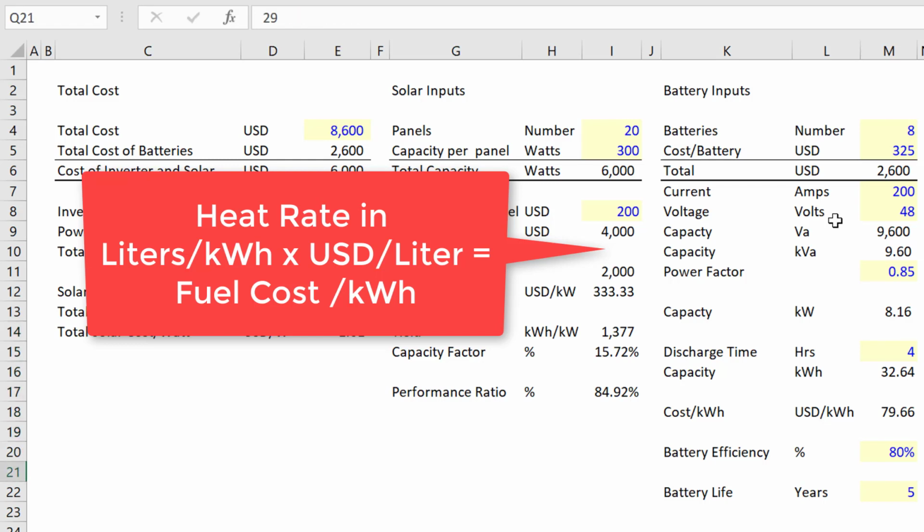And finally, there are some periods in Nigeria where you have some backup from the grid. All of these variables go into the payback assumption.